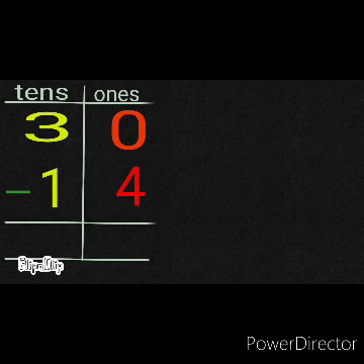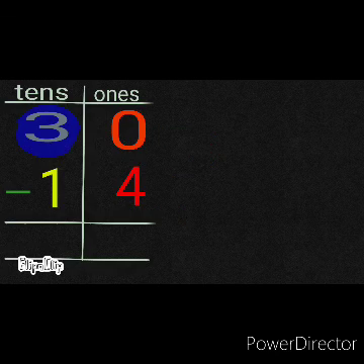Now take a look at this question. 30 minus 14. If you look in the ones column, 0 minus 4. Now 4 cannot be taken from nothing, so we need to borrow. But where do we borrow? Well, if you look over at the tens column, you will see that there is a 3. We can borrow a 1, but only a 1.